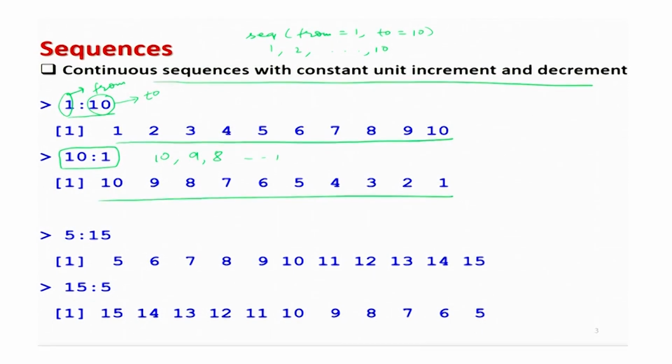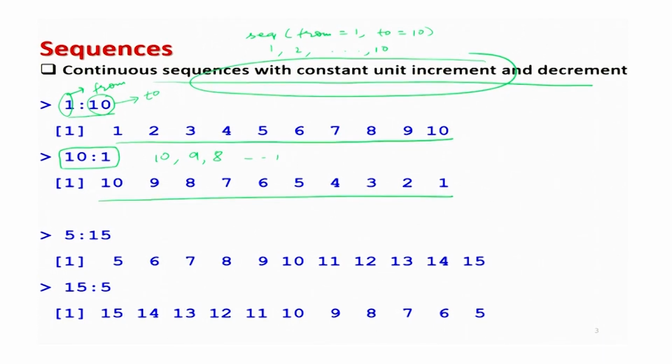One question comes here: what is the difference between this type of command and the earlier command based on seq? You have seen that in seq you had many more options, but in this type of example you can simply generate a continuous sequence with constant unit increment or decrement only. Obviously seq is a more general command and you have more control over the values than in this present command. But anyway, our objective here is to learn both options and then use them accordingly, whatever you want.